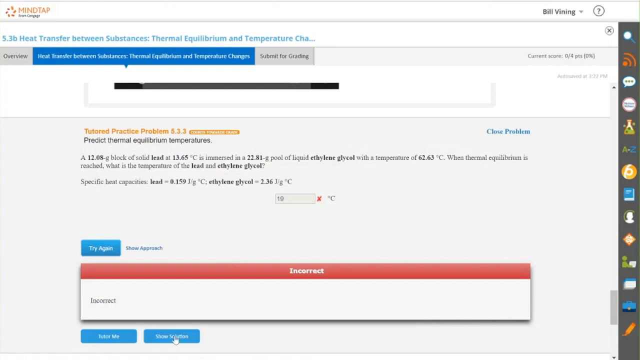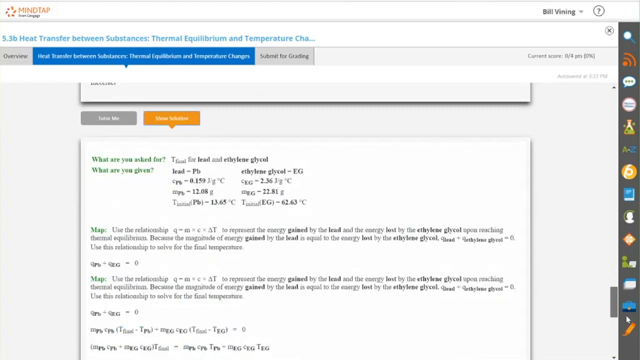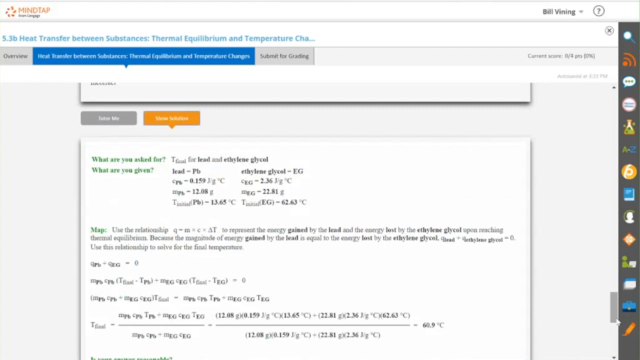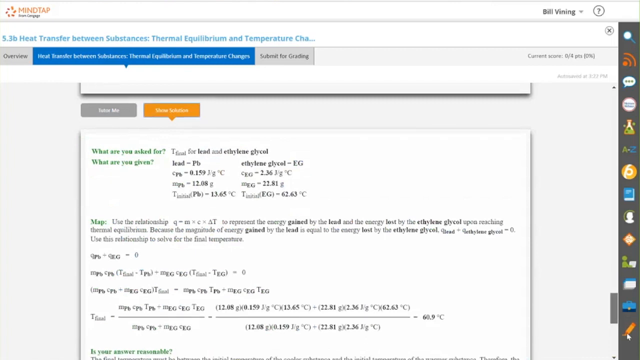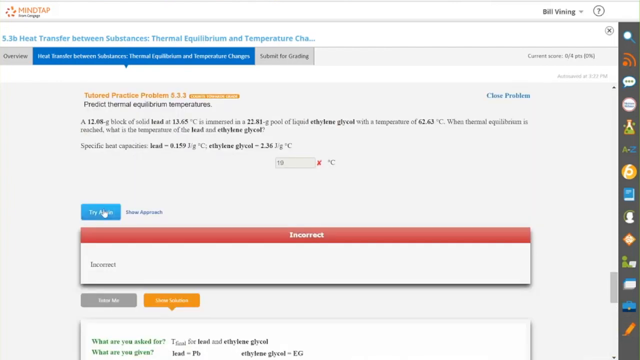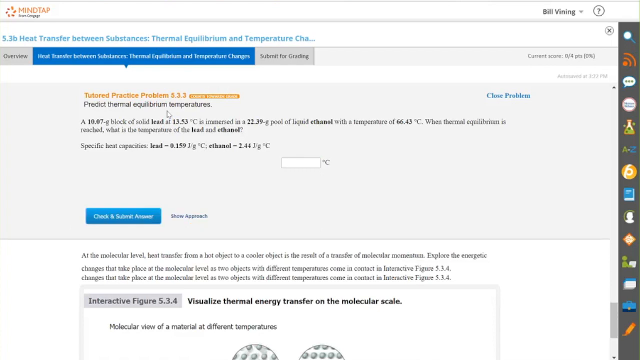One option is to look at the solution. So they can say show solution. And then they look at an example of how to solve that problem, similar to the one they just saw in the example problem above, the static one. And then they can try again. And when they try again, they get a different version of the problem. So then they've got lead and ethanol instead of ethylene glycol. And I'll get that wrong again and show the next option for the students.